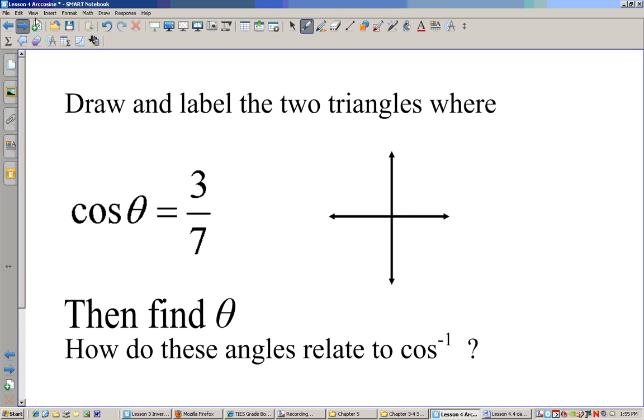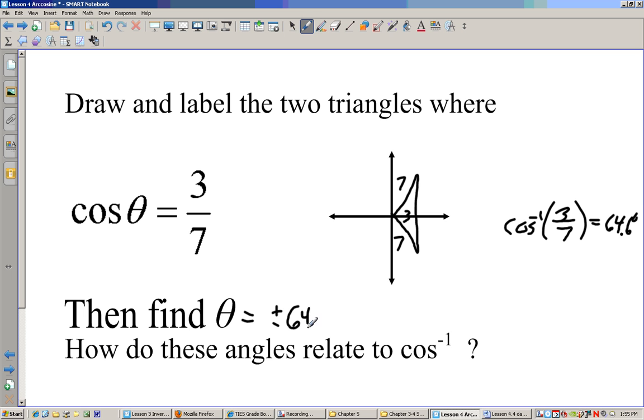Let's do that for 3/7. 3/7 are on this side, where our adjacent is 3, our hypotenuse is 7. And so if I want to find this, first I need to find the inverse cosine of 3/7, which is 64.6. So now that I have that, this will be plus or minus 64.6 plus 360k.